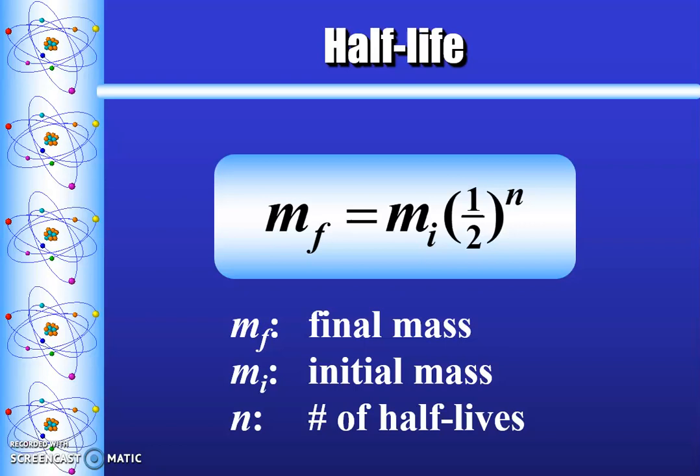It's m sub f equals m sub i times 1/2 raised to the power of n. Your m sub f stands for your final mass. M sub i is your initial mass, and this will usually be in grams. And then the n stands for the number of half-lives.